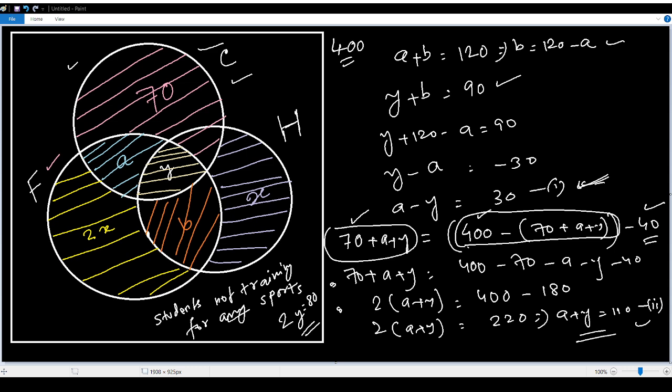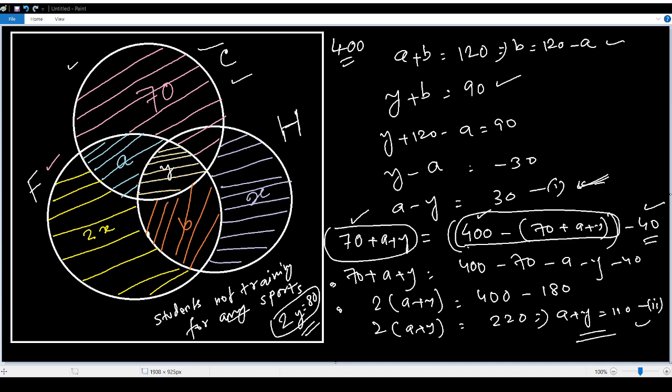Now, from 400, what is 80? 80 is this black space outside these circles. So 80 is the number of people who have not enrolled for any sports. Now from 400, if I subtract 80, what will I get? I will get the union of these three circles, the number of people who are playing either cricket or football or hockey, or cricket and hockey, or all three of them. Number of people who are playing at least one sport, we will get that.